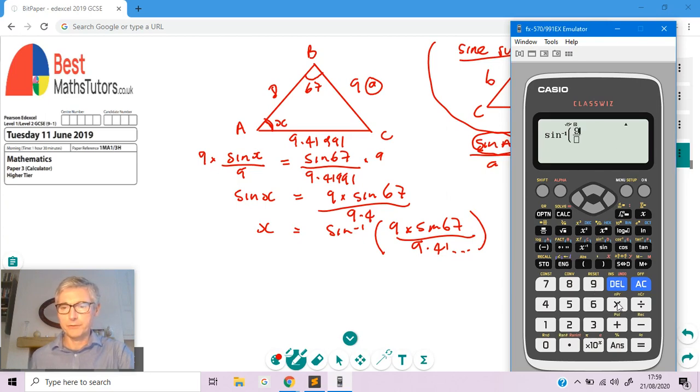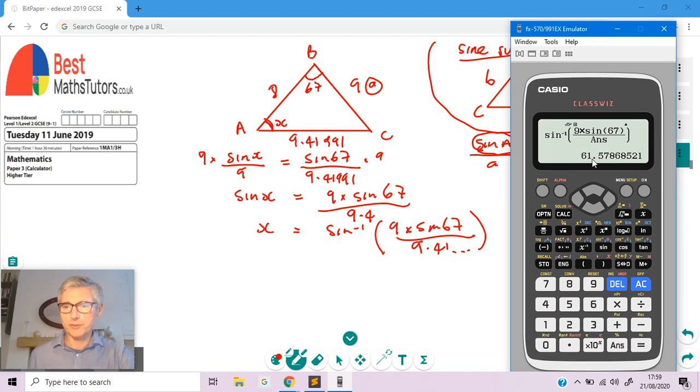So 9 times, and then it's sine of 67. Close the bracket. And I'm going to use the navigation keys, which is these ones here. Just go down into the bottom of the fraction. And I'm going to press the answer button now, because that's going to put in the previous answer that we had, which is the 9.4199, etc. And so use the navigation button to go out of the fraction, and then close the brackets. So that will give me, press the equals button now, that'll give me x perfectly accurately. So that's the angle x there.